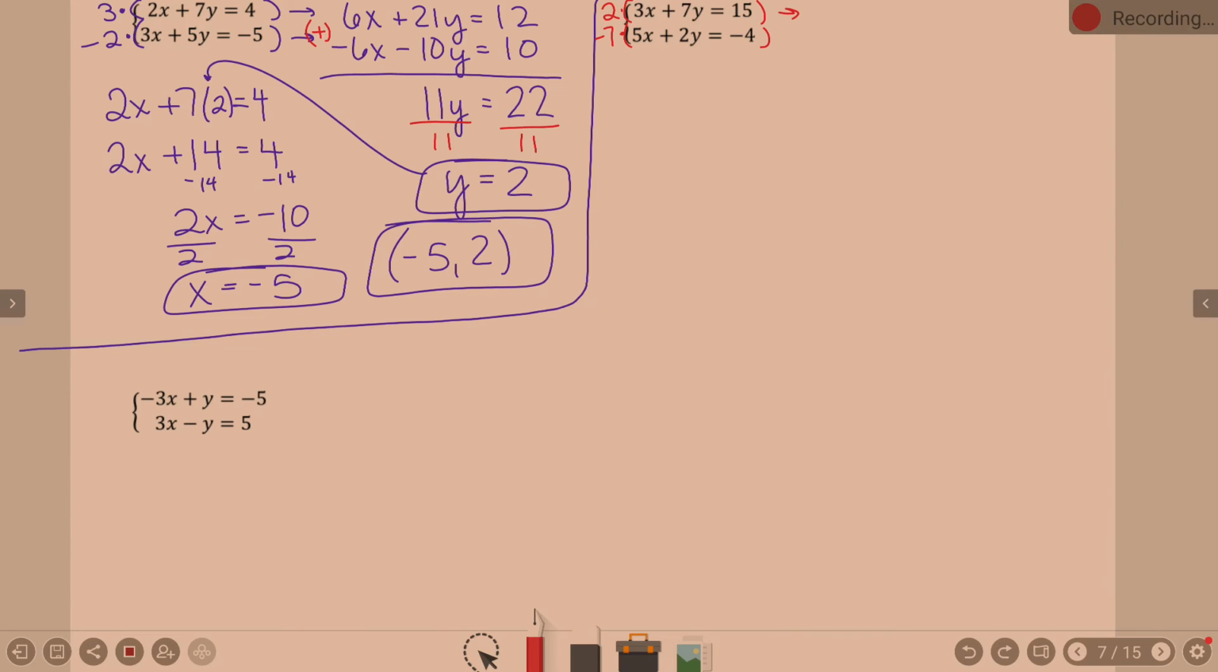Okay, here I go. Multiplying my top by 2: 6x plus 14y equals 30. Multiplying my bottom by negative 7: negative 35x minus 14y equals negative 28.